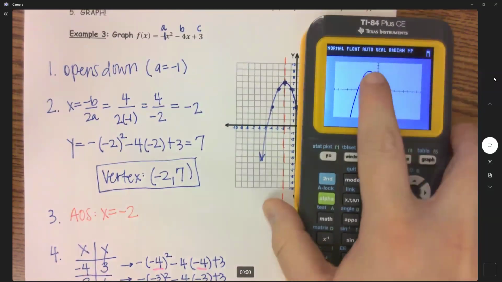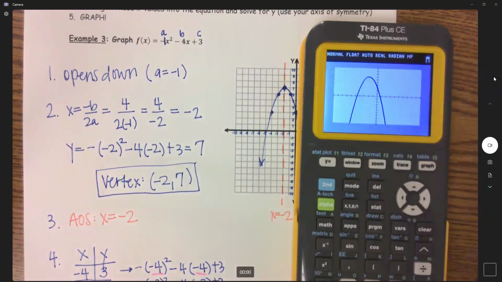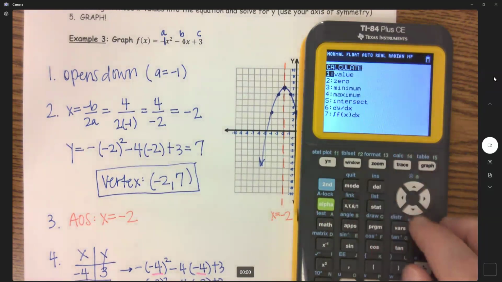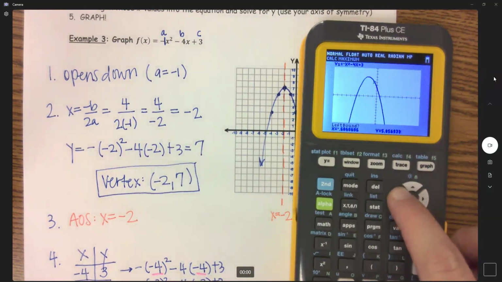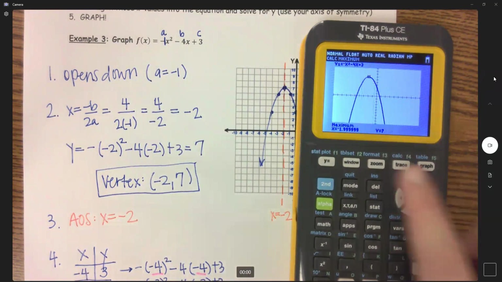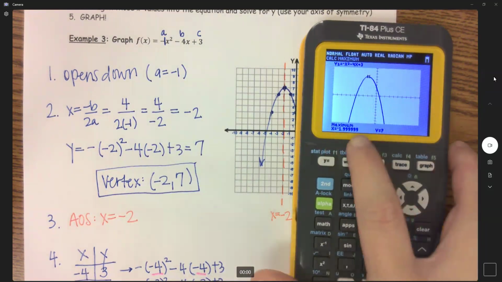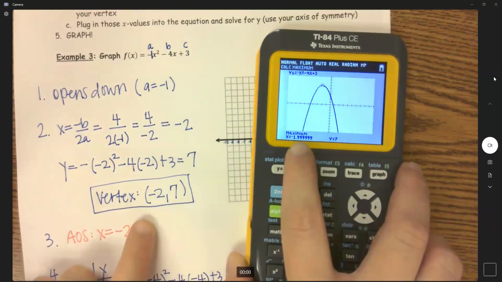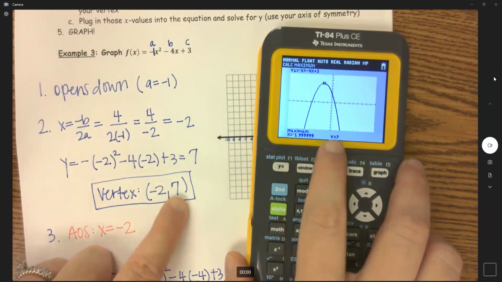And you can find this vertex right here if you find the maximum. So if I hit second trace to go to calc and I find the max, I want the left bound. So here's my max somewhere over here. I want to go somewhere to the left, hit enter. Now I want to go somewhere to the right, hit enter. There is my max. And again, I don't know why sometimes it does that, but that's basically -2 right there, which is what we got here, 7.